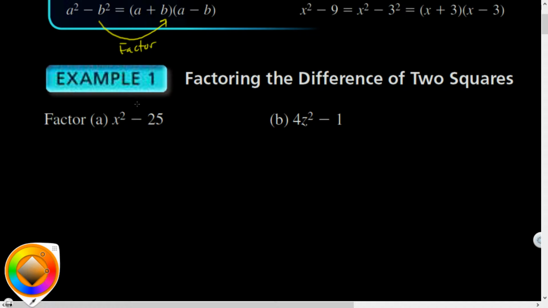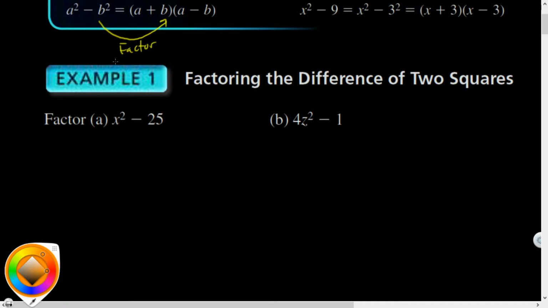Between this, I look at this and I suspect that this matches that pattern. I'm seeing some similarities between these two. My first similarity is that this only has 2 terms, and that has 2 terms. The second thing I notice is that this is called the difference of 2 squares pattern. They're talking about things that are squared. And notice this is a perfect square: x squared is a squared number, and 25 is a perfect square.